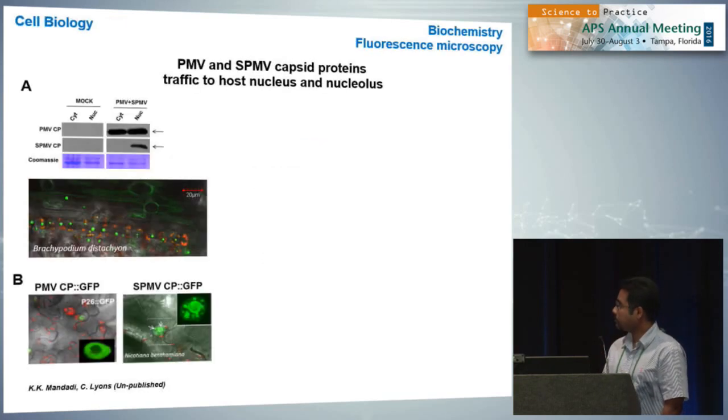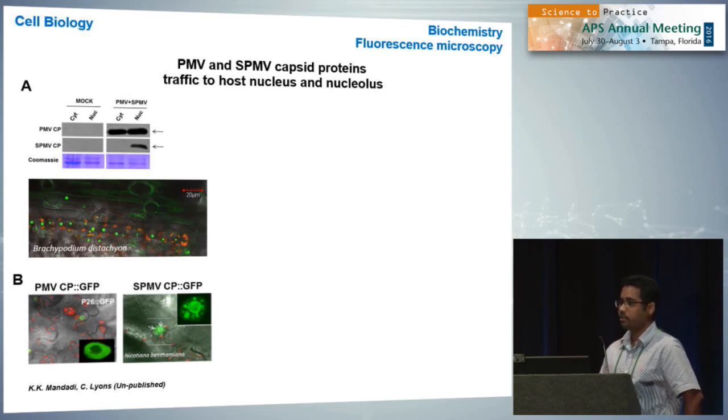So in addition to looking at global changes in gene expression and metabolite profiles, we also started looking at really where each of these PMV and SPMV proteins are going in the plant cells, and also what they are interacting with. I don't have time, so I'm going to just skim this slide.